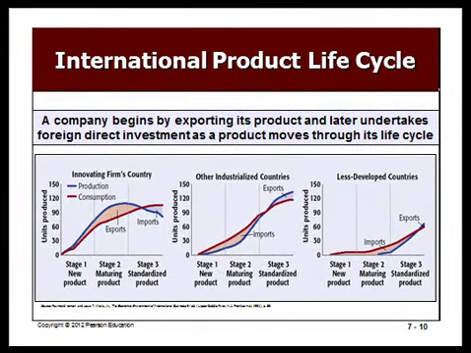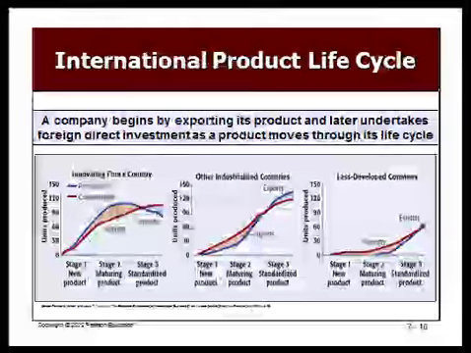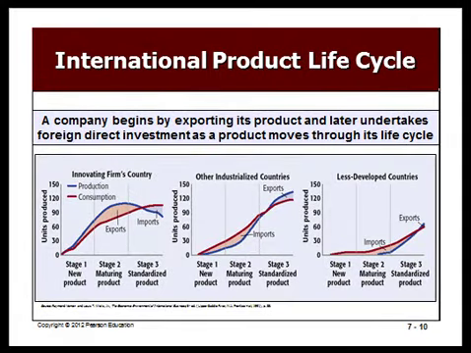Let's now investigate the four main theories that attempt to explain why companies engage in foreign direct investment. International Product Life Cycle Theory. The International Product Life Cycle Theory states that the company will begin by exporting its product and later undertake foreign direct investment as the product moves through its life cycle.